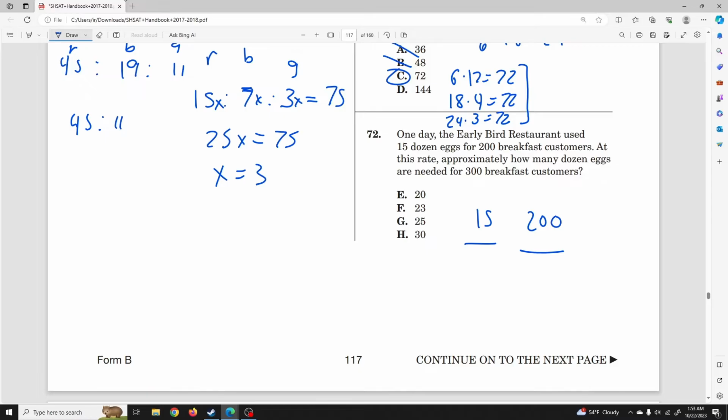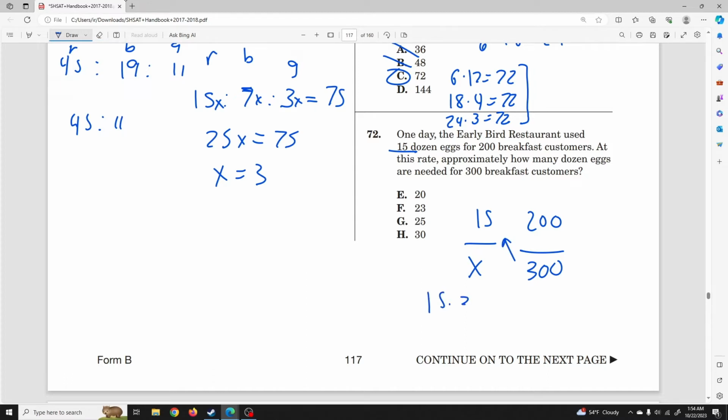But if 15 dozen eggs contribute to 200 breakfast customers, then X dozen eggs contribute to 300 customers. And this is perfectly legal for us to do as long as we combine customers with customers and eggs with eggs, right? So in other words, 15 contributes to 200 and X contributes to 300. All I have to do here is just cross multiply.